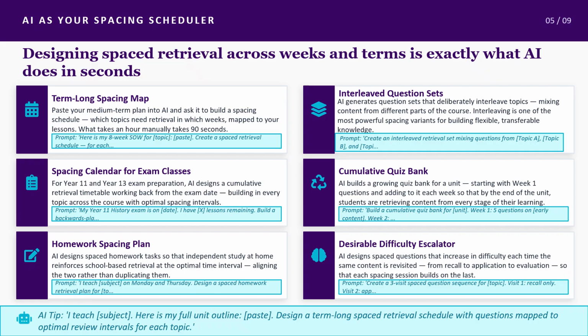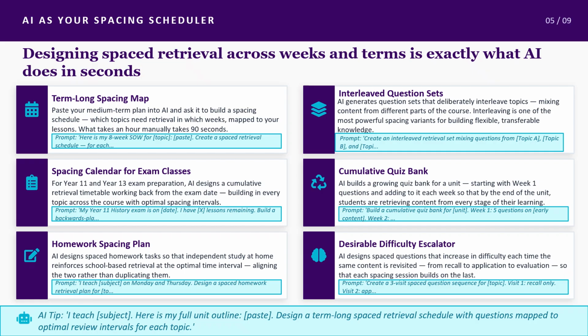Backwards planned exam preparation. For Year 11 and 13, the most powerful use of AI in spacing is working backwards from the exam date. Give the AI the exam date, the number of remaining lessons, and the list of topics. Ask it to build a retrieval schedule that prioritizes topics not revisited recently, builds in increasing spaces as the exam approaches, and ensures that every topic is retrieved at least twice in the final six weeks. This is genuine curriculum design that most teachers don't have time to do manually, and AI makes it routine.